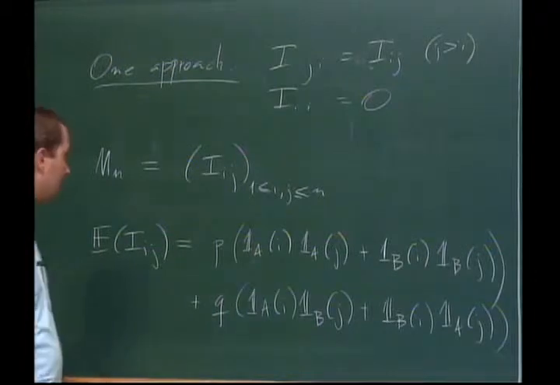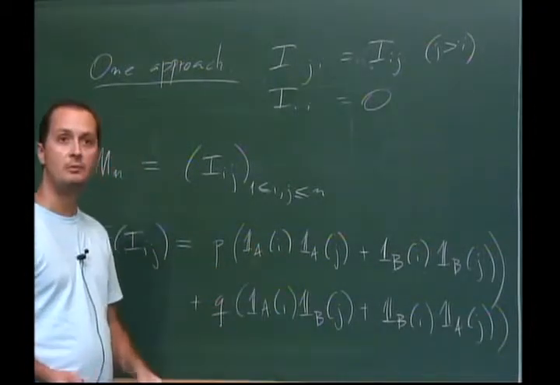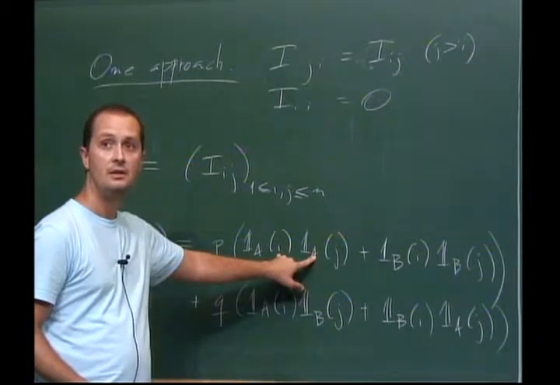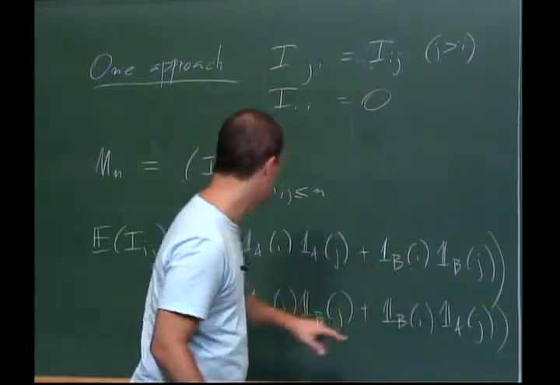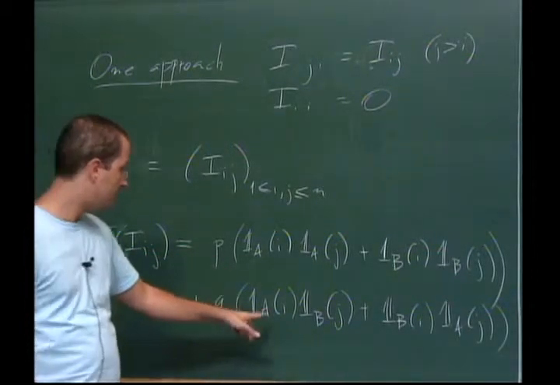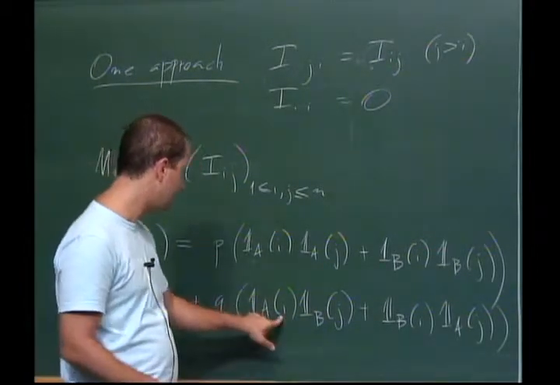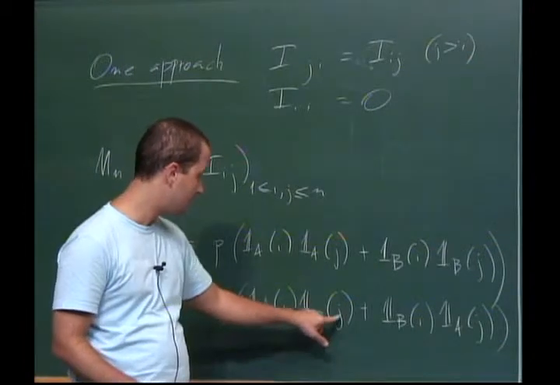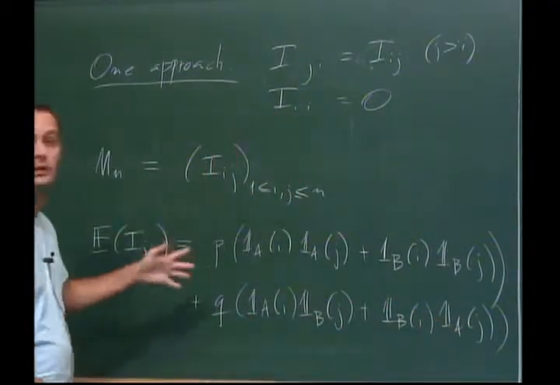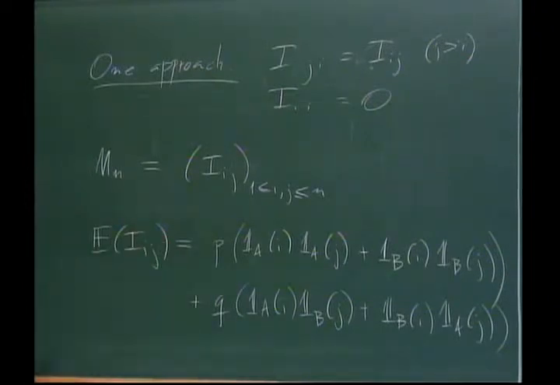So let's see. Well, if you take I and J that belong to the same community, then either you have I and J in the set A or I and J in the set B. In this case, the expectation is P, as it should be. And if I and J belong to different communities, then either I belongs to A and J belongs to B, or the other way around, and you get the value Q as you should. So everything seems to be fine about this, right?